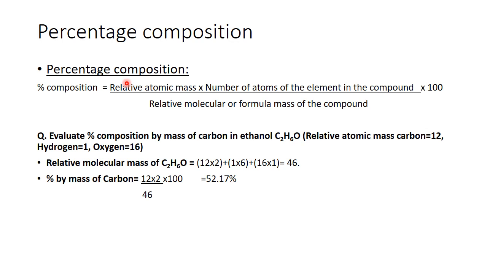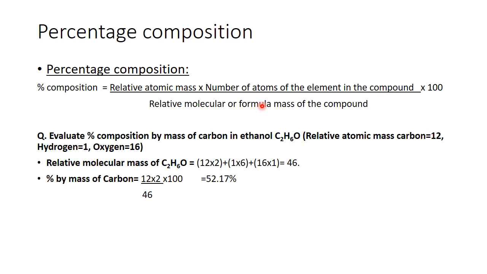So here the question arises: why do we use the formula mass? The formula mass is used for those compounds which are ionic in nature, those which are ionic compounds, which we have discussed before in the previous classes. Now the question is to evaluate the percent composition by mass of carbon in ethanol, C2H6O.